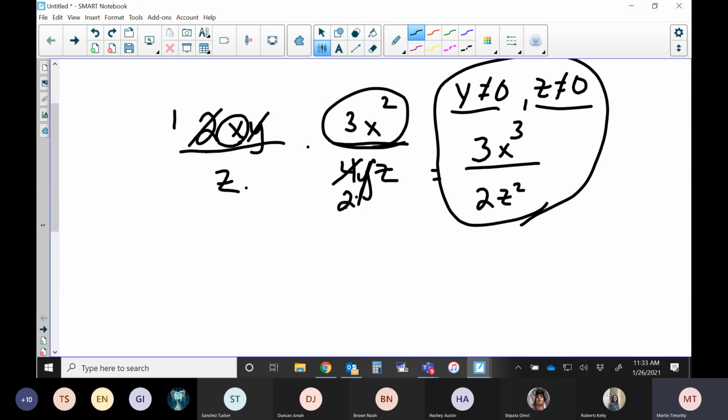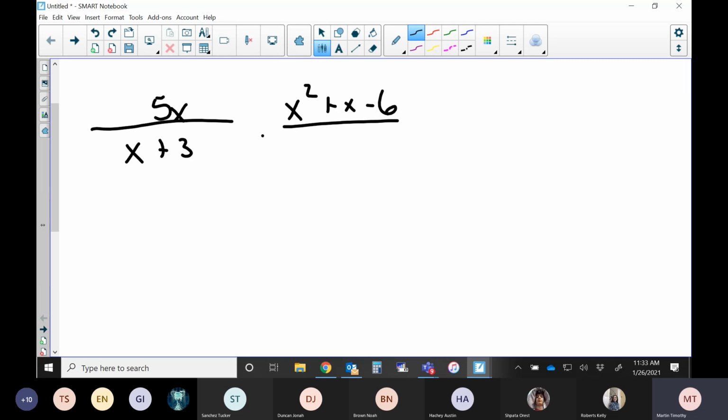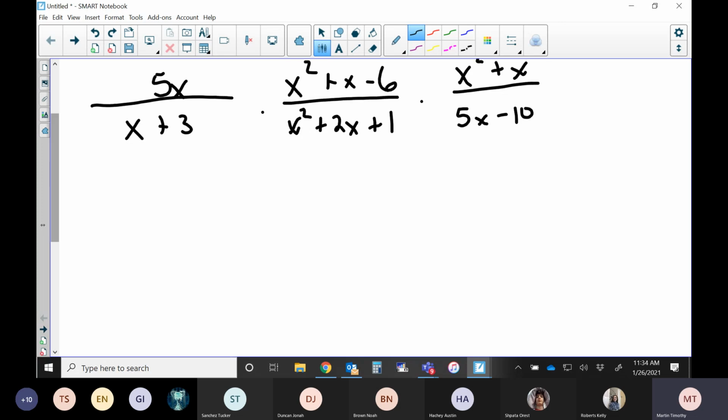And the final example that I'm going to do, and then I'm going to give you a chance to try some on your own, is this: 5x over x plus 3 times x squared plus x minus 6 over x squared plus 2x plus 1 times x squared plus x over 5x minus 10. What you should realize is these are all in standard form, which is not good. So the first thing is going to be to factor them.